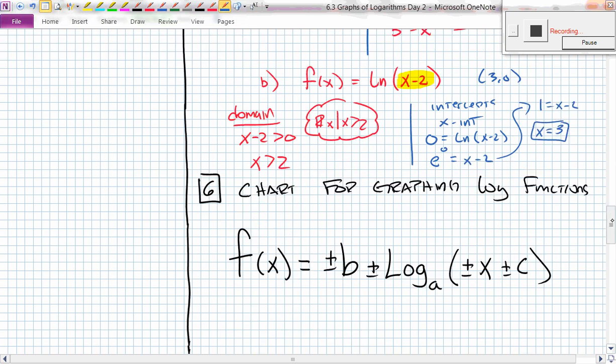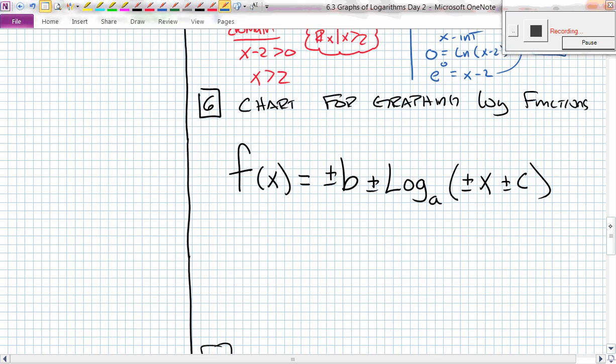All right, I want to give you guys a chart for graphing log functions. So write that big nasty thing down right there. Lots of plus or minuses. Yep, that's right. Let's start from the back here. This plus or minus c is going to move the entire log graph left if that c is positive and right if that c is negative. So opposite what you think.